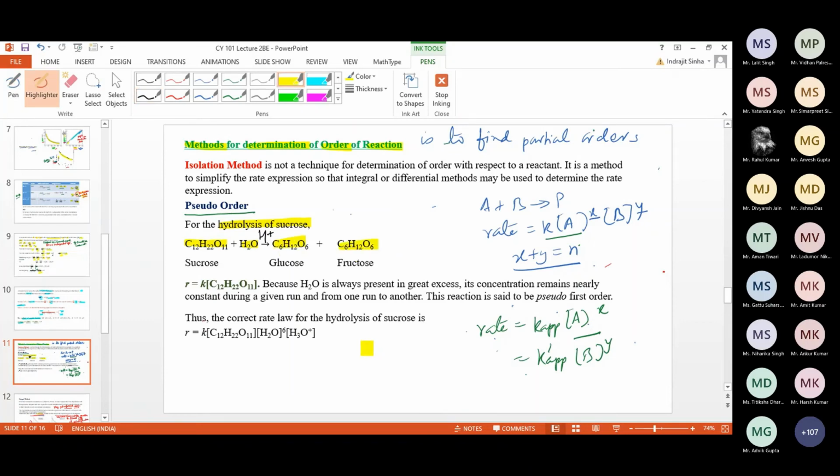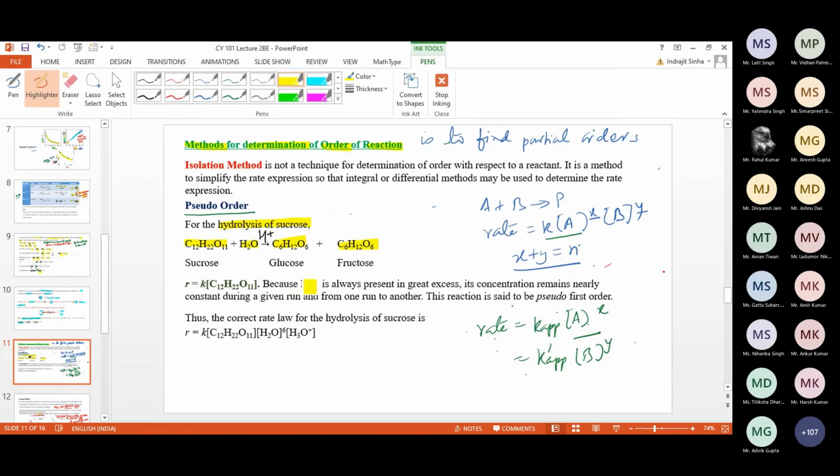So this is a hydrolysis reaction. Now over here, water, H2O, is the solvent, but it is also a reactant actually. In hydrolysis, water is always a reactant. Hydrolysis means cleavage of the water molecule to do a reaction. So if it is a reactant, then it will be a part of the rate law.